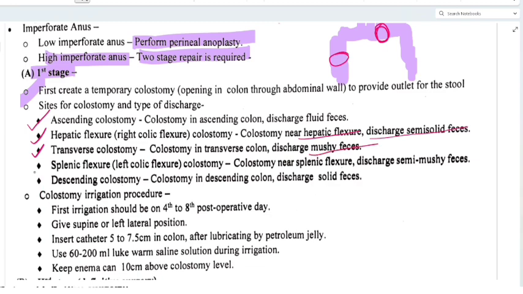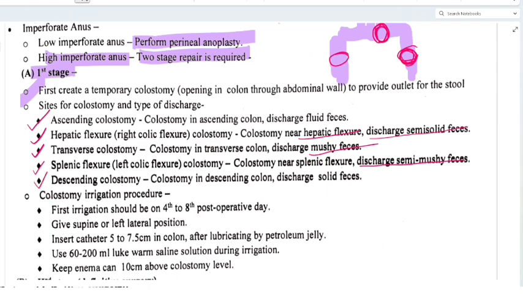Then splenic flexure में क्या है? Left colic flexure, that is colostomy near splenic flexure. Discharge will be semi-marshy feces. Then descending colostomy में क्या है? Colostomy in descending colon, discharge of solid feces. If somewhere here, then it will be solid. ठीक है? Due to position, the consistency will be different.